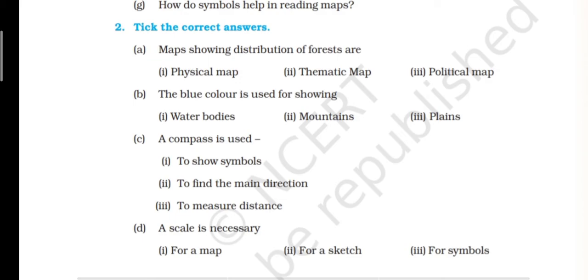And the last question is, a scale is necessary for a map. It is not required for a sketch because a sketch is a rough drawing, and in symbols also we are not using scale. So the correct answer is for a map. So children, with this we have finished with the discussion of all the exercises.